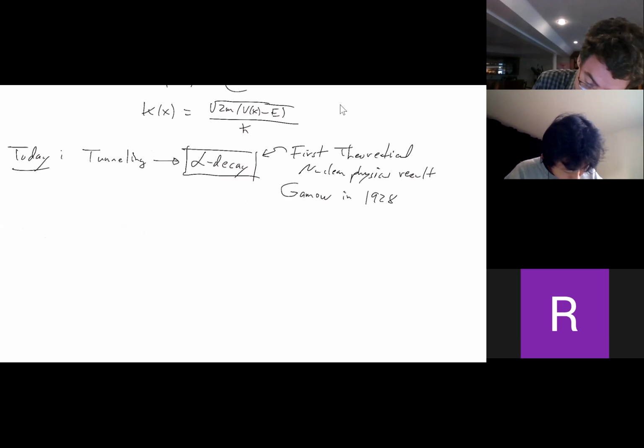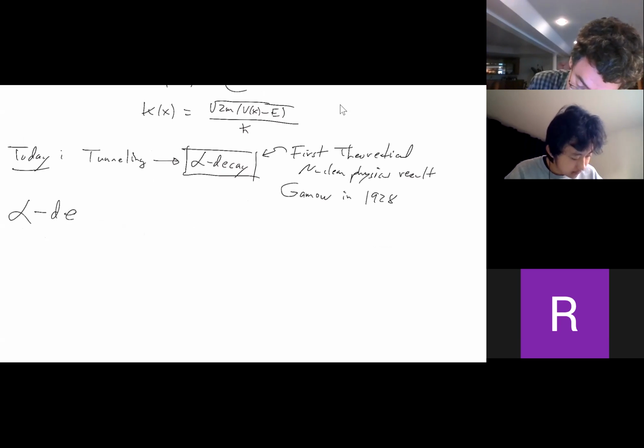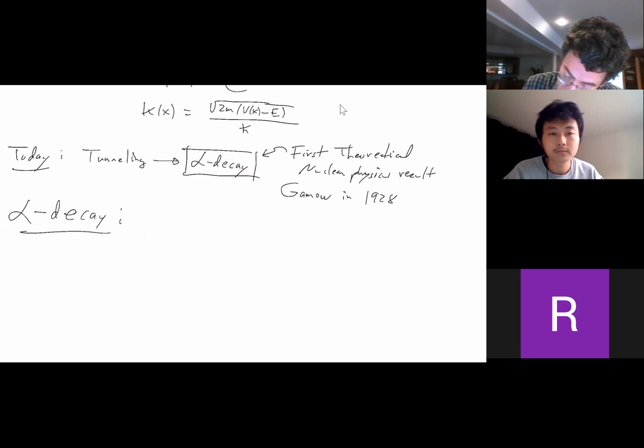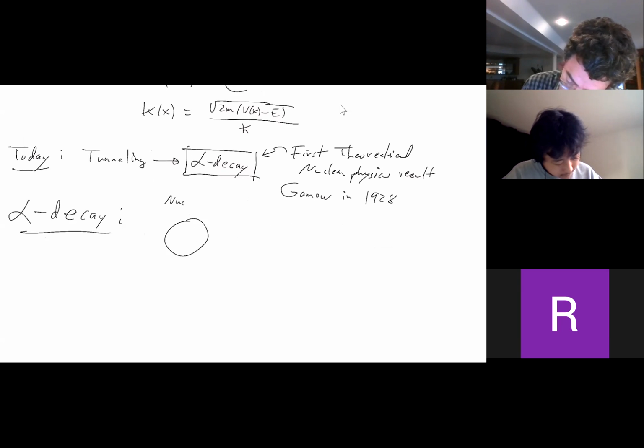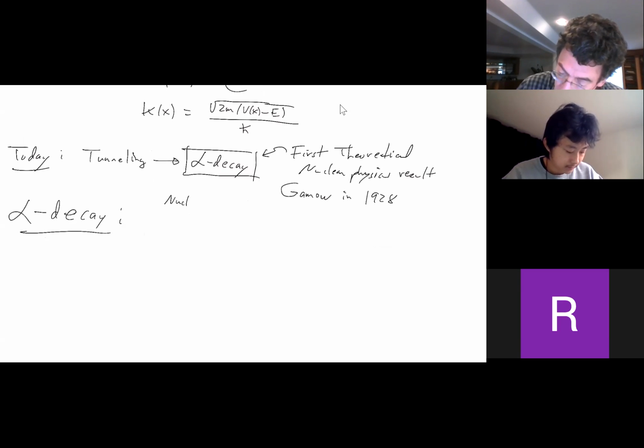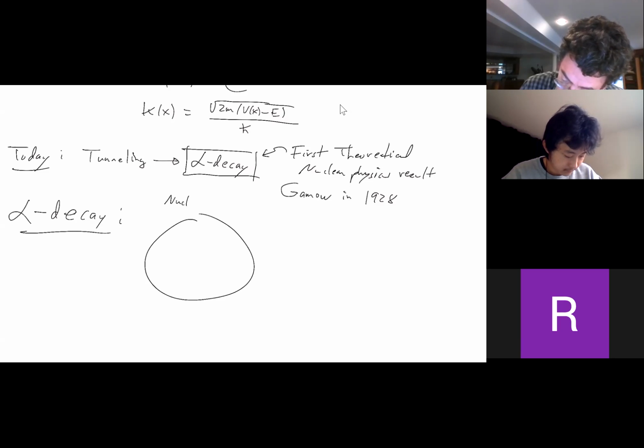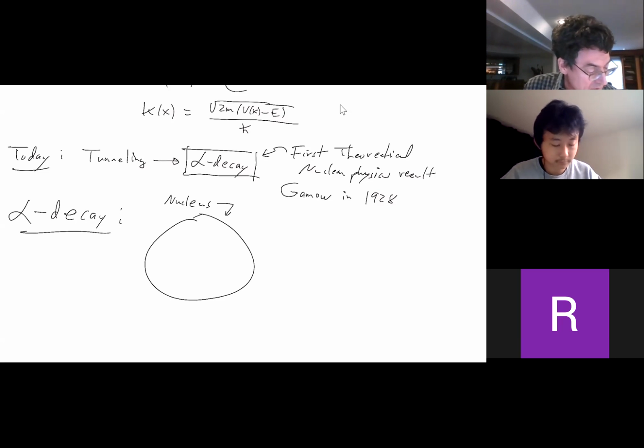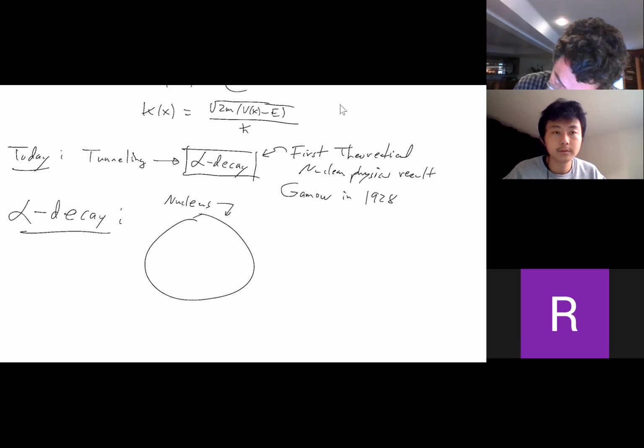Alpha decay is what happens when you have a nucleus. So here's a nucleus. Let me draw a bigger nucleus. Here's a nucleus, and the nucleus is inside of the atom. The way to think about it is that there's an alpha particle bouncing around inside of the nucleus.